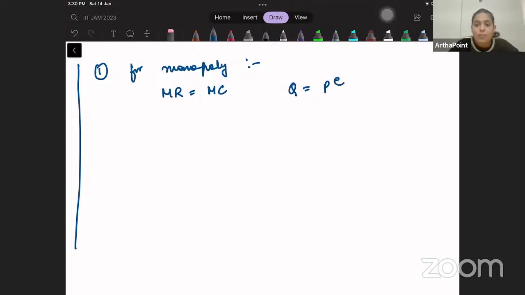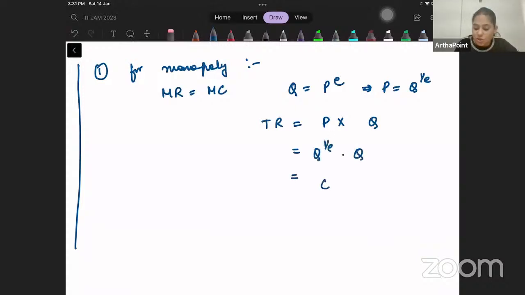Now my question to you is, what will be your total revenue? Total revenue is price into quantity. Always write total revenue in terms of quantity. This is a rule. So from here, P will be Q to the power 1 by E. So this is going to give you Q to the power 1 by E into Q, which means Q to the power 1 by E plus 1. This is your total revenue.